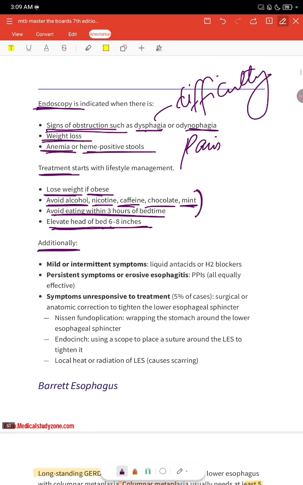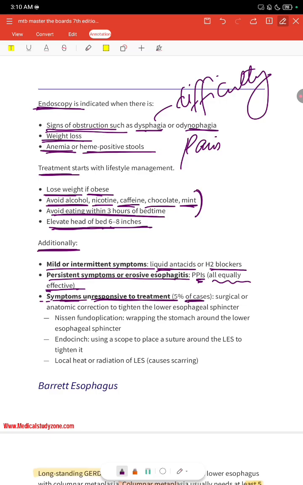Additionally, for mild or intermittent symptoms, liquid antacids or H2 blockers are preferred. For persistent symptoms or erosive esophagitis, PPIs are used; all of the PPIs are equally effective. How about symptoms if they are unresponsive to treatment?